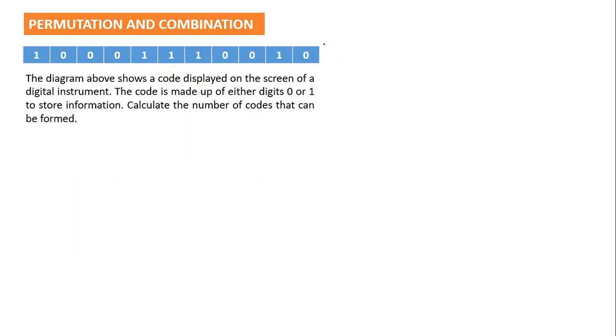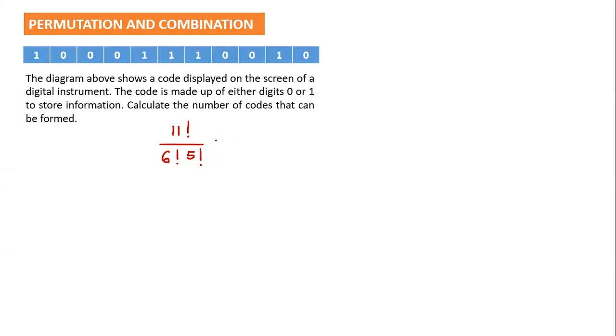The permutation here has 11 digits, so I'm going to put 11 factorial, divided by, let me count the 0s here, 1 2 3 4 5 6, 6 factorial. The 0 has 6 digits, and the 1s, 1 2 3 4 5, is 5 factorial. So this is how you calculate the repetition question.